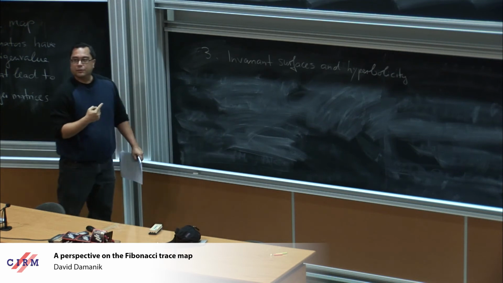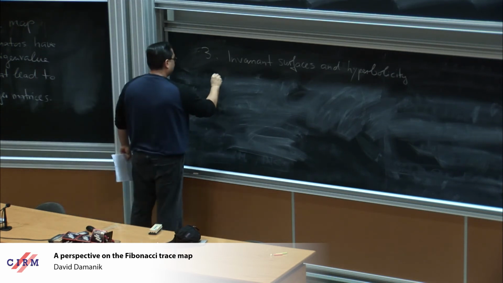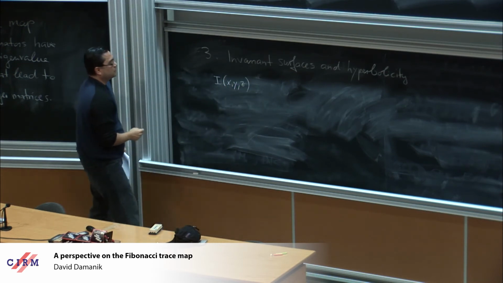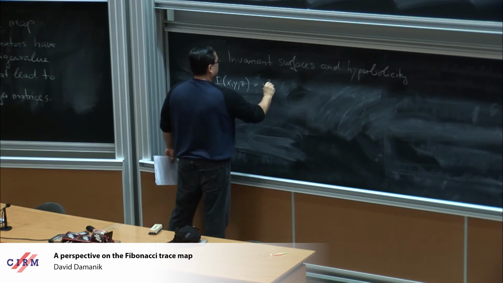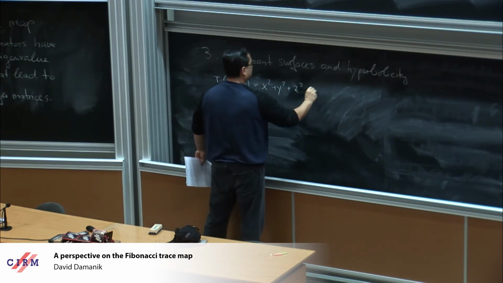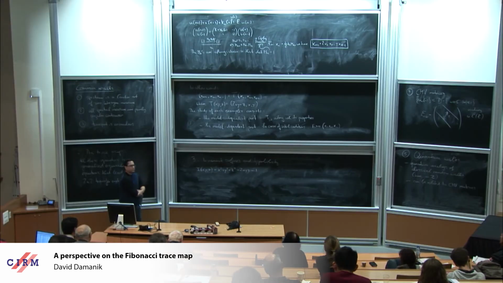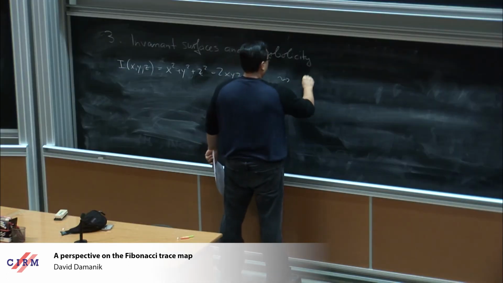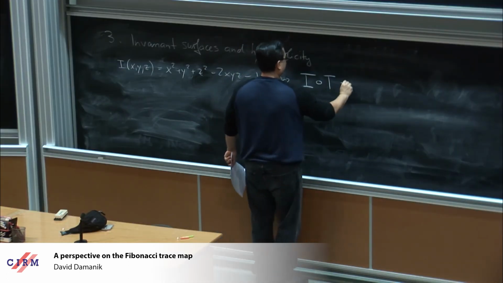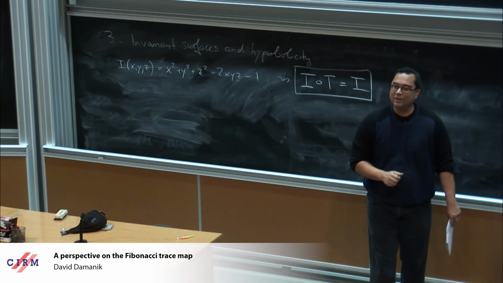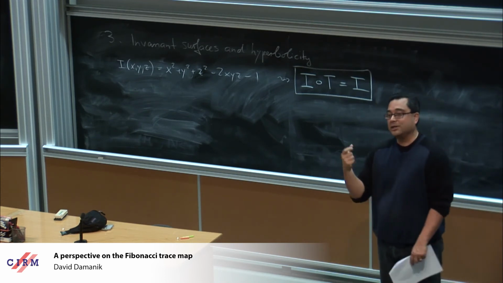Okay, so what are the invariant surfaces? There is an invariant, the Fricke-Vogt invariant, which is the following. Let's look at I of xyz, defined by x squared plus y squared plus z squared minus 2xyz minus 1. The 1 is just there for normalization reasons. This is a function of the 3 variables, and the point is that I composed with T is I. So if you map a vector by T, you don't change its invariant.